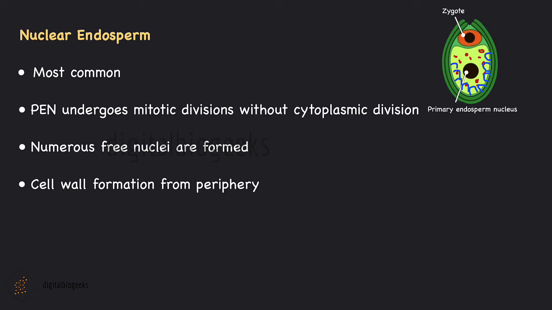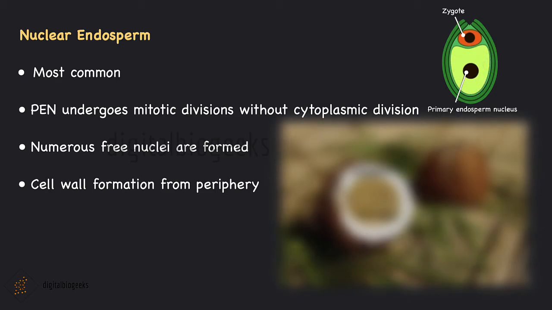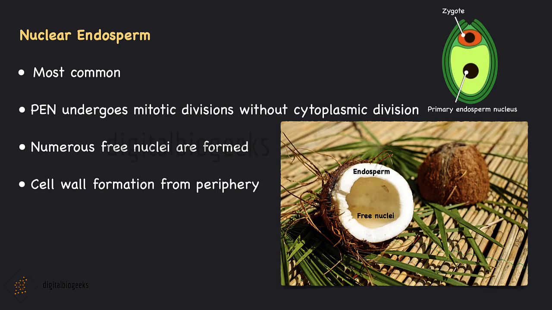The number of free nuclei formed before cellularization varies greatly. For example, in tender coconut, we can see the coconut milk inside. It is actually thousands of free nuclei. Then further development and cellularization lead to a decrease in the amount of liquid and then form the surrounding white solid kernel, which is the endosperm.